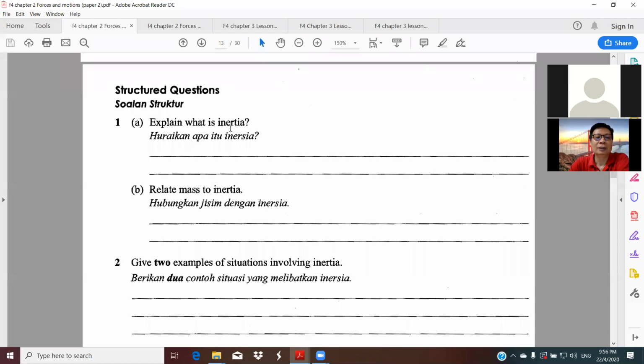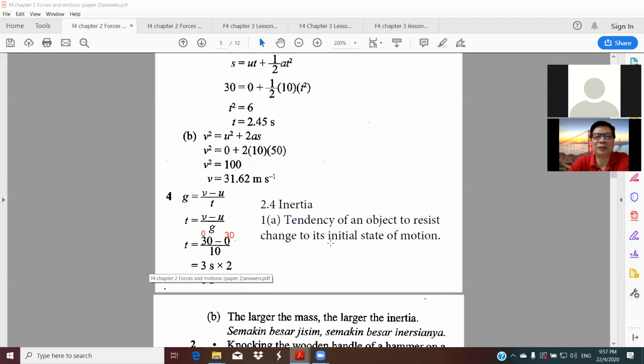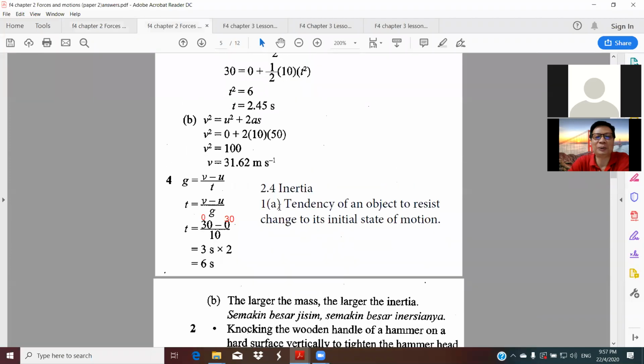Right. What is inertia? You all remember or not? Tan Hui San, what is inertia? Can you answer? Tendency of an object to remain at rest, or if moving, to continue its motion in a straight line at uniform velocity. Yes, very good. Very hardworking, this Tan Hui San. The answer is correct. It's a tendency of an object to resist a change to its initial state of motion.